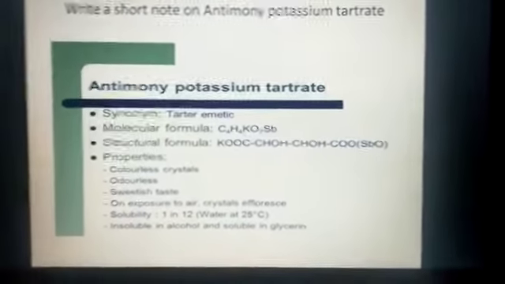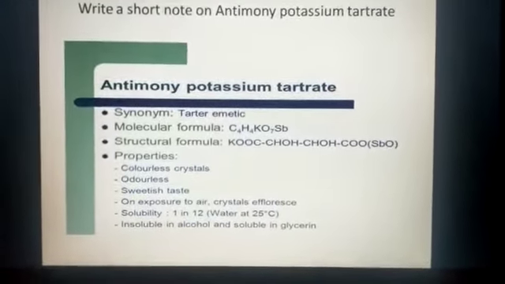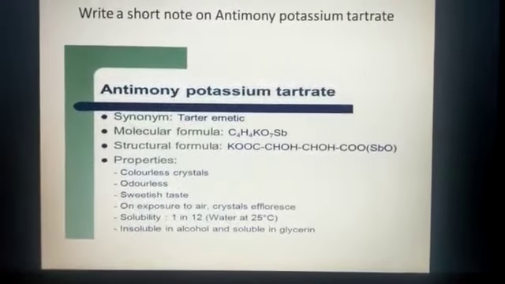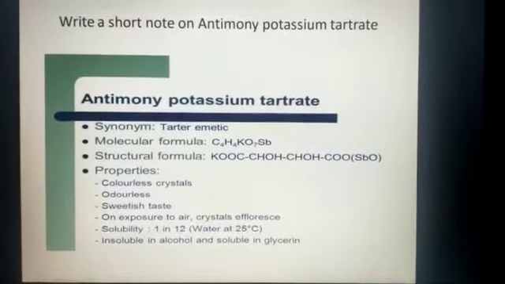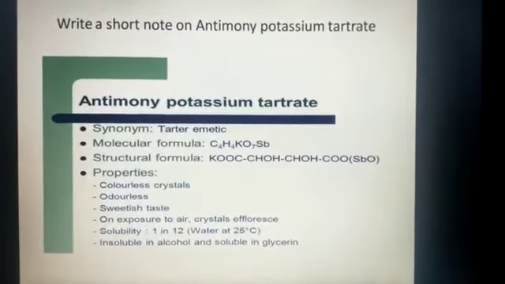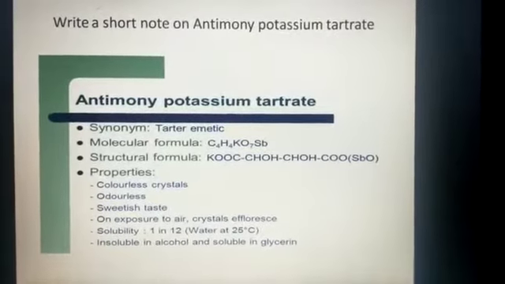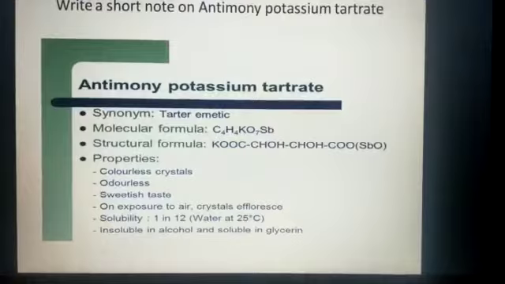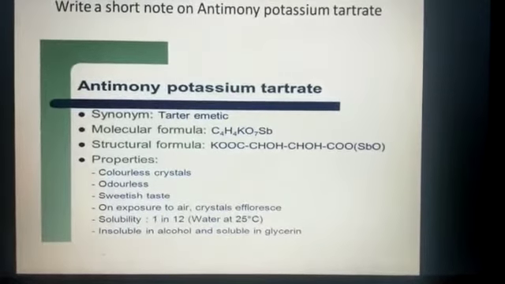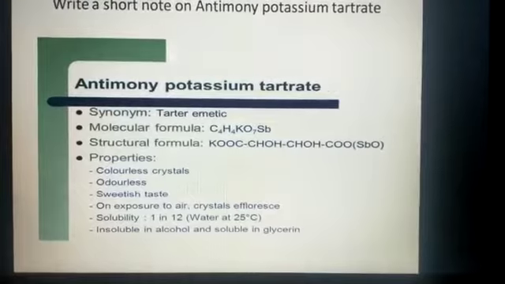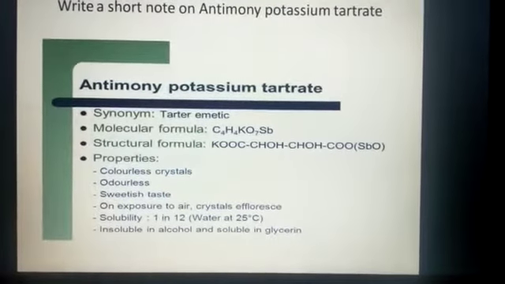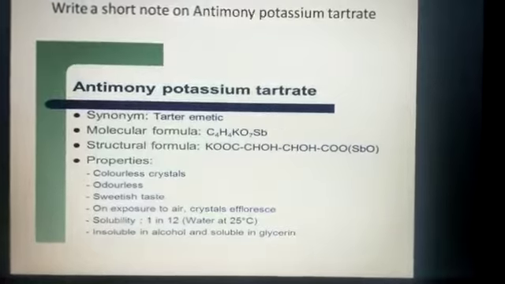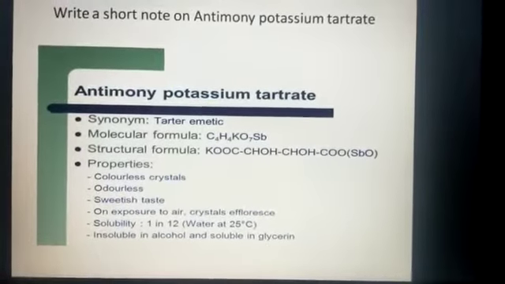Now, antimony potassium tartrate is called tartar emetic. You can see the molecular formula as well as the structural formula. It is mainly colorless, crystalline, odorless, with a sweetish taste; on exposure to air, the crystals are efflorescent. Soluble in 1 in 12 water at 25 degrees Celsius. Insoluble in alcohol and soluble in glycerin.